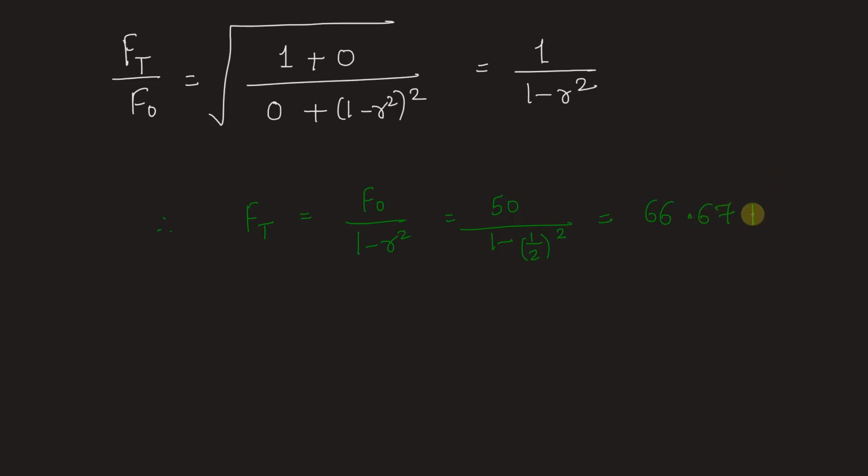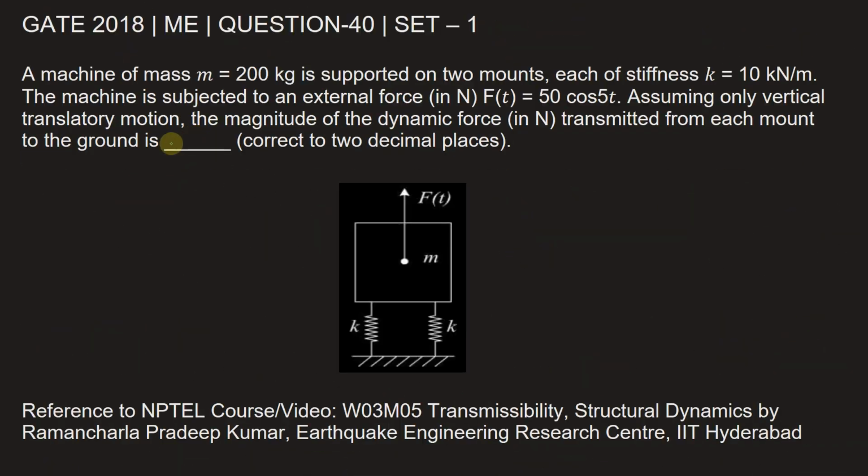66.67 Newton. But we need to find the force transmitted by each mount. So for each mount, the force transmitted is Ft by 2. That is nothing but 66.67 divided by 2. This is calculated as 33.33 Newton. So the answer here is 33.33 Newton, the force transmitted from each mount to the ground.